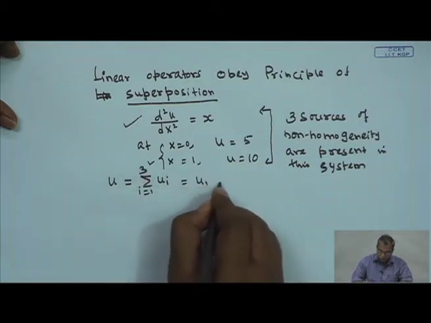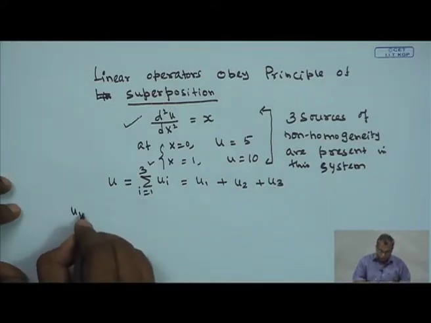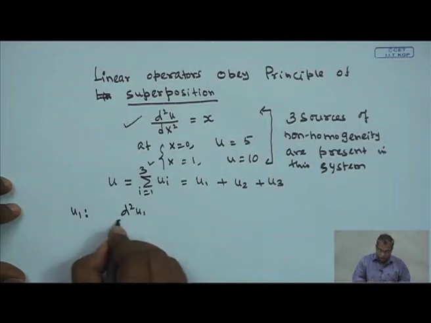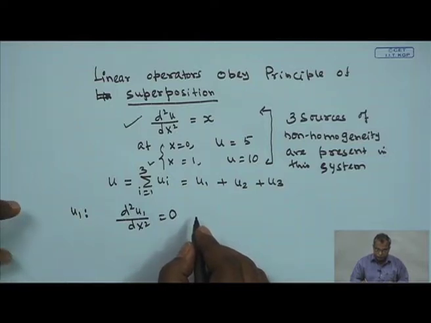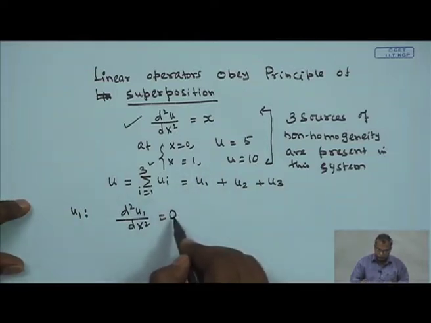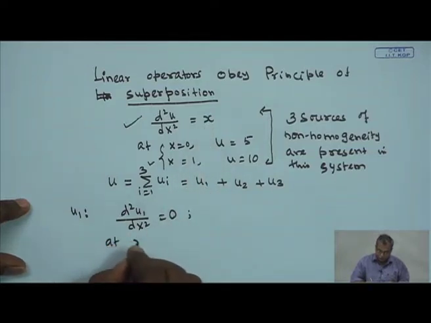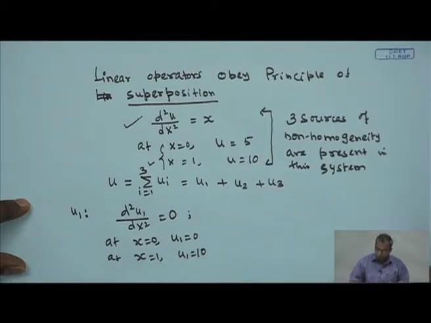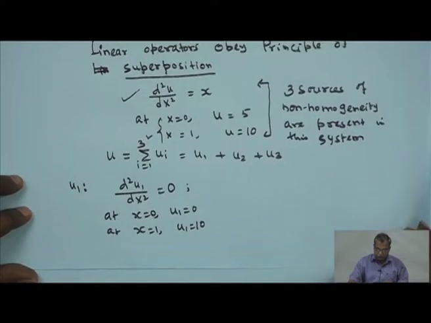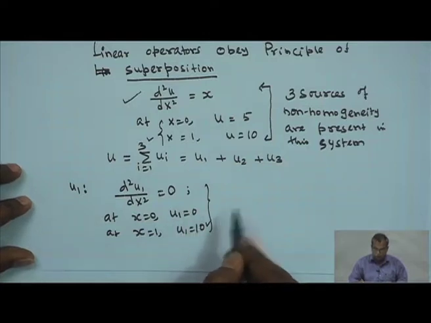So, this will be u1 plus u2 plus u3. So what is the definition of u1? u1 will be d squared u1 by dx squared is equal to 0. So in this case I will be forcing the non-homogeneity in the governing equation to vanish and one of the boundary conditions to vanish. So at x equal to 0, u1 is equal to 0, at x is equal to 1, u1 is equal to 10. So this is the definition of u1. So only one non-homogeneity is kept intact and the rest two are forced to be 0.